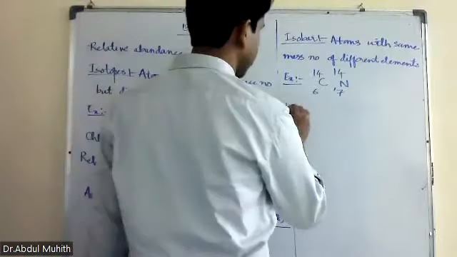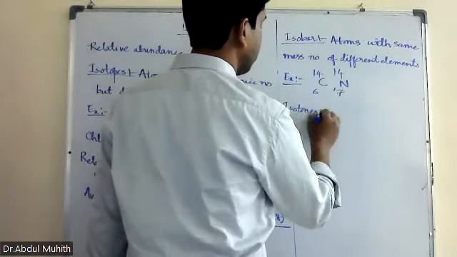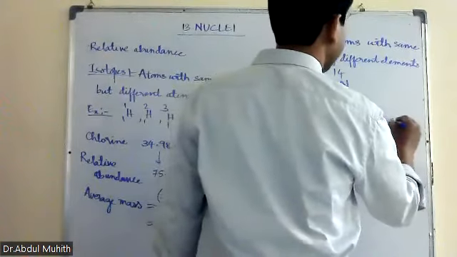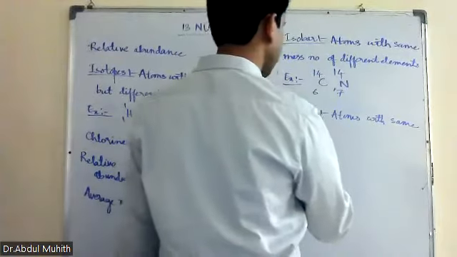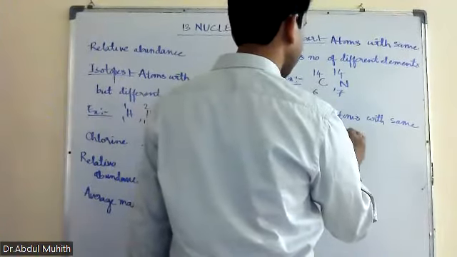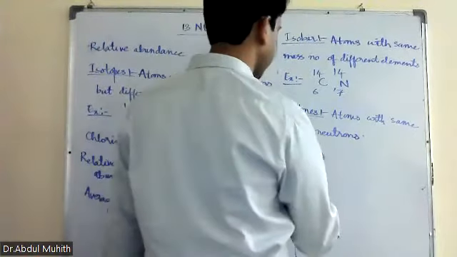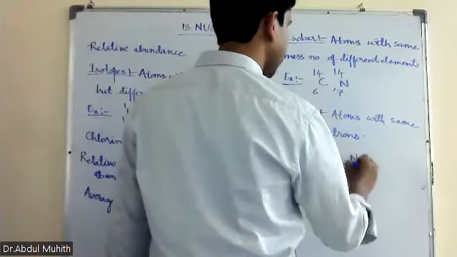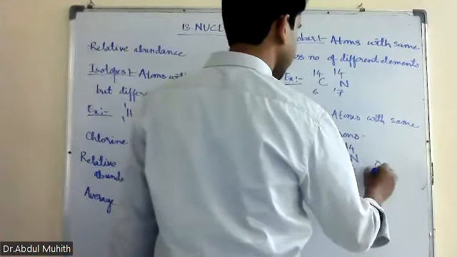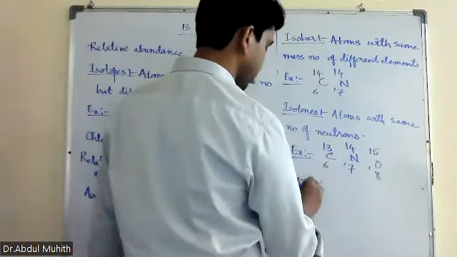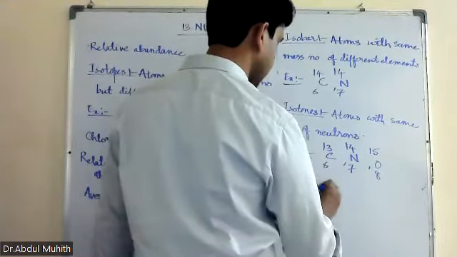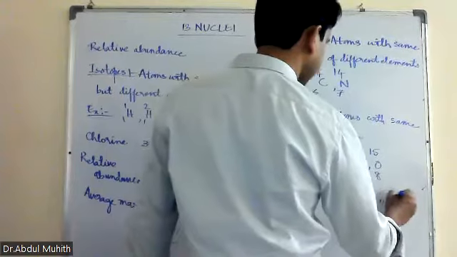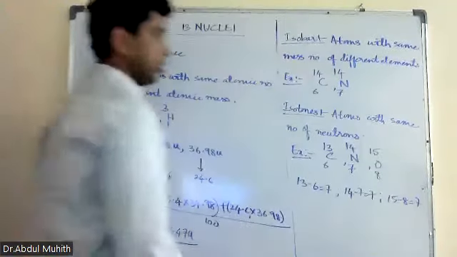Next is isotones. What is isotones? Atoms with the same number of neutrons are known as isotones. What is the example of isotones? We can write C613, N714, oxygen 815. See the example: 13 minus 6 is 7, 14 minus 7 is 7, again 15 minus 8 is also 7. So we have the same number of neutrons.